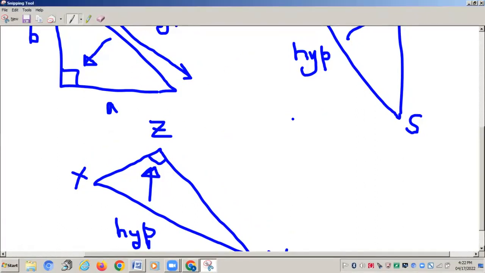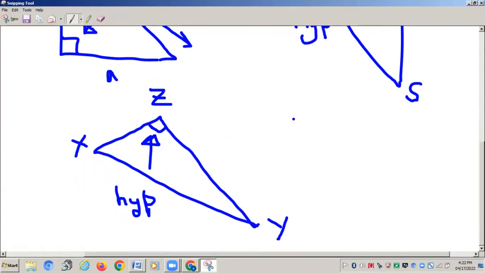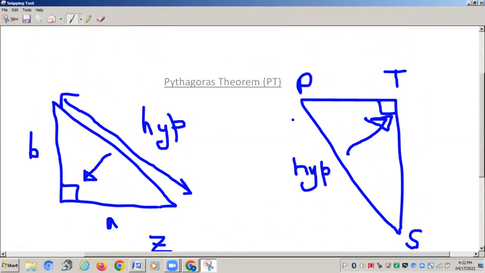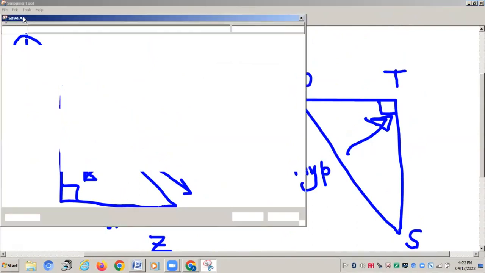All right, so we're going to move on to some other properties of a right angle triangle. You know what? I'm going to try and save all these slides.